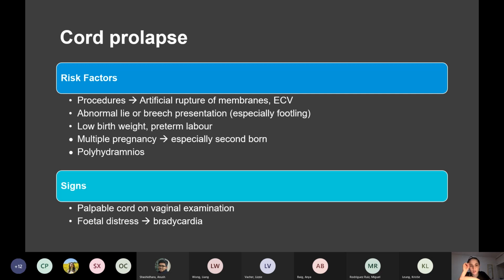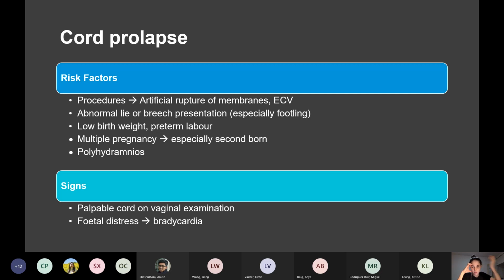Having multiple pregnancies, so it's a risk factor for the second or the third born child if they're being born vaginally, because the first one comes out and then the second one, because there's more room, the cord can just drop down. And then having polyhydramnios, because if you've got excess fluid, it gives a chance for the baby to keep moving, so the cord can go below.